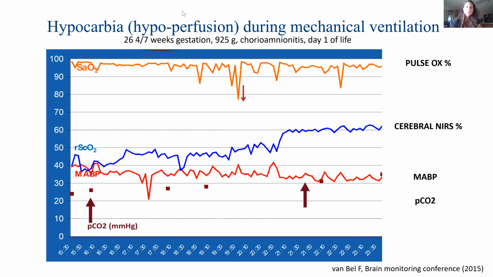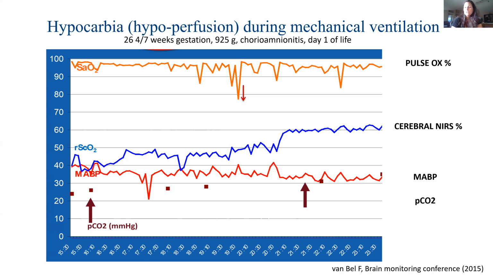Another metabolic feature that I think is really important, this is from Frank van Bel from the Brain Monitoring Conference in 2015. Probably all of you have seen this. So he's looking more at NIRS and looking at some of those situations. And looking here, we've got the pulse ox here. The blue is the cerebral NIRS. So as a reminder, the NIRS is just that end organ saturation. It's a mixed saturation. So your pulse ox is going to be arterial.